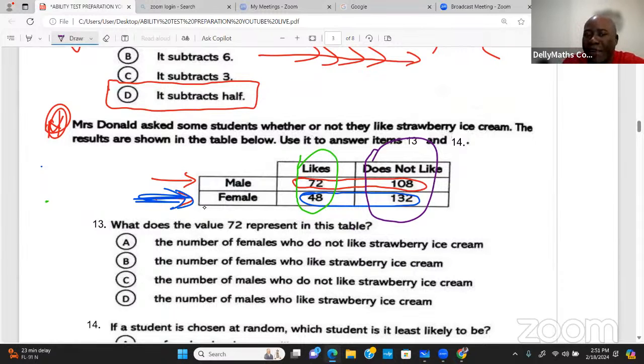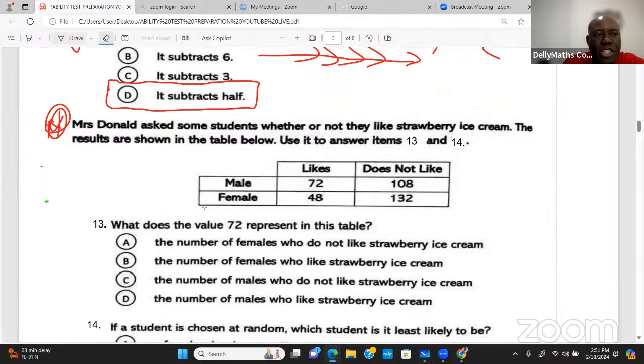So the 72, let me take off all this stuff. I'm going to circle my 72 right here. My 72 is under likes, and it is a male. So we're talking about males liking strawberry ice cream. The 72 represents the number of males that like strawberry ice cream. So it's not the number of males who do not like it. It's not the number of females either. It's not the number of males who do not like, no.